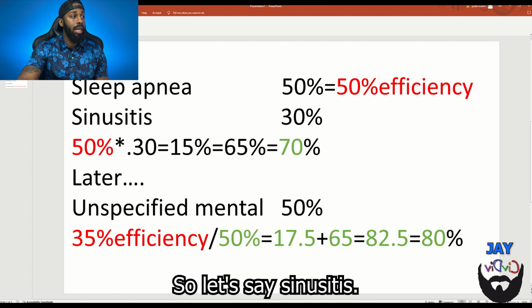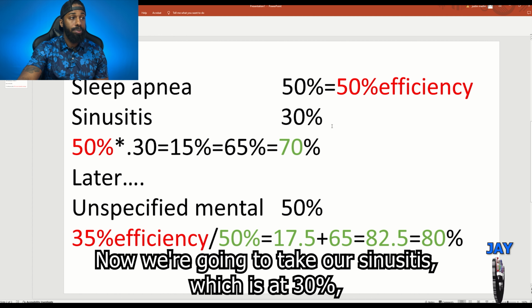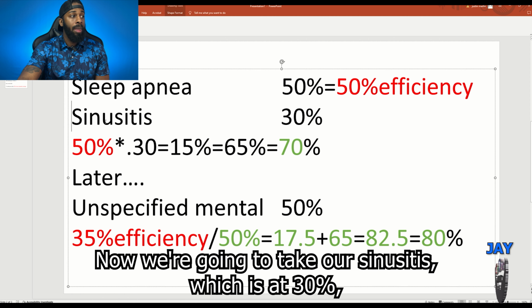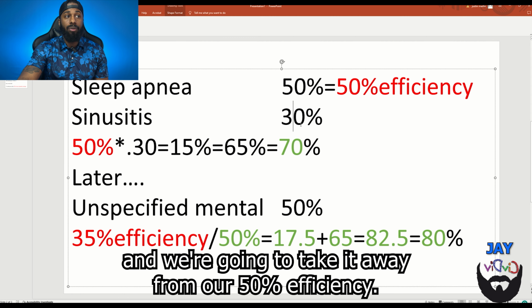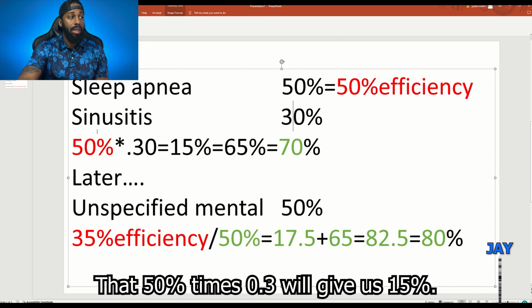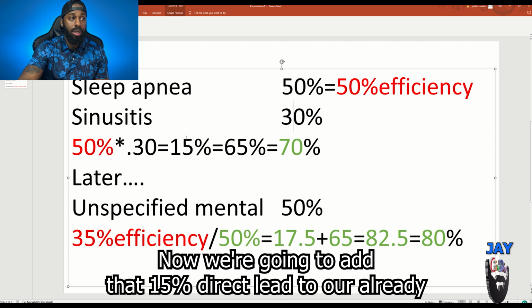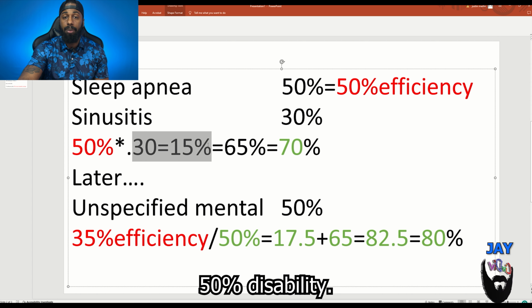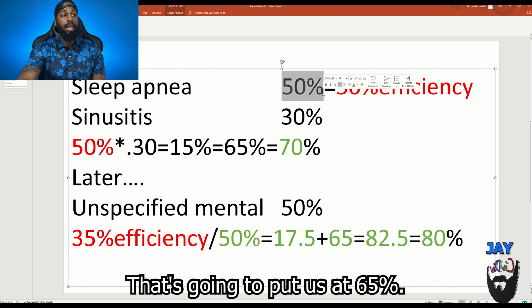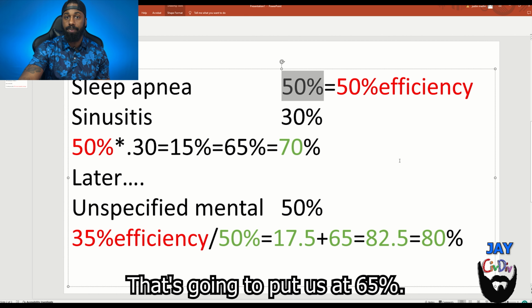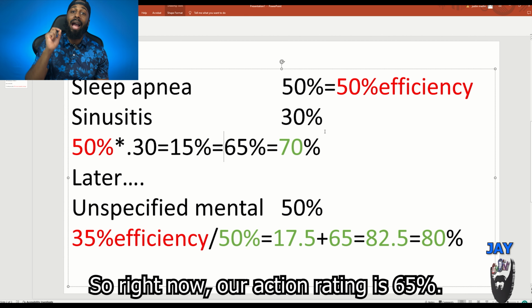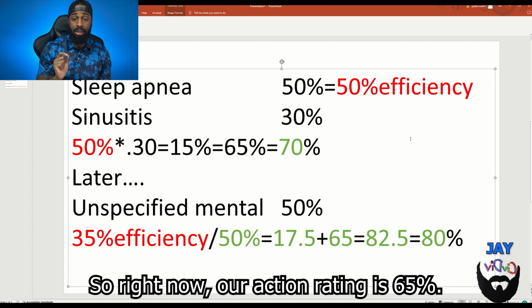So let's say sinusitis now. We're going to take our sinusitis, which is at 30%, and we're going to take it away from our 50% efficiency. That 50% times 0.3 will give us 15%. Now we're going to add that 15% directly to our already 50% disability. That's going to put us at 65%. So right now, our actual rating is 65%.